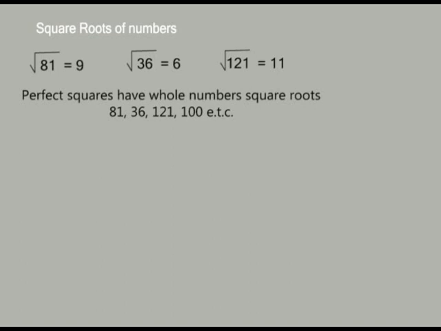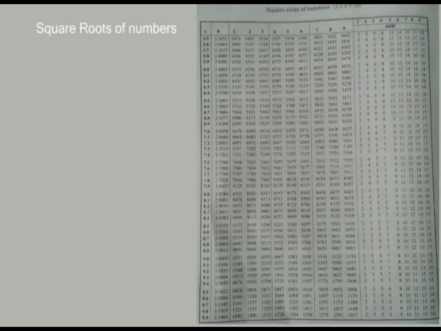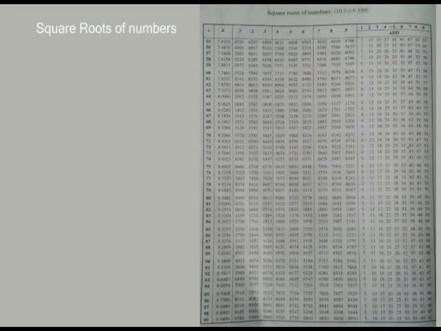Majority of numbers, however, are non-perfect, but that does not mean they don't have square roots. Decimal numbers too have square roots. Mathematical tables of square roots help us find these square roots. This is a sample of the tables of square roots. It has the same columns as the tables of squares. However, the square root tables give square roots for numbers from 1.00 to 99.99.